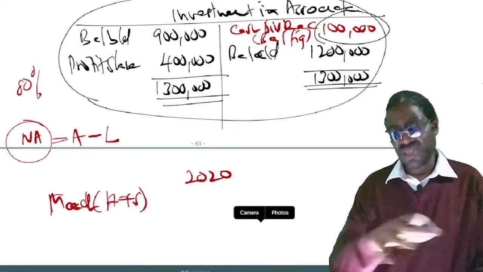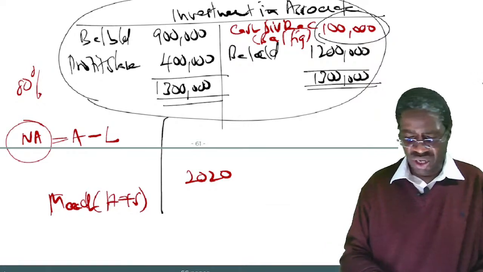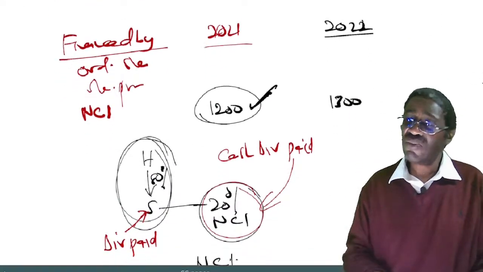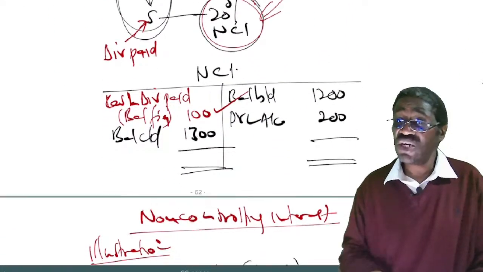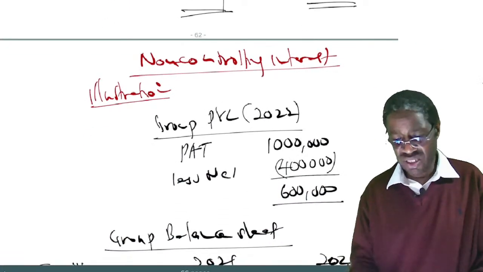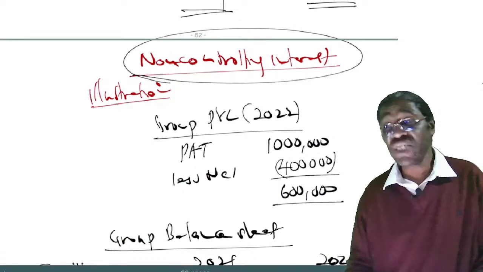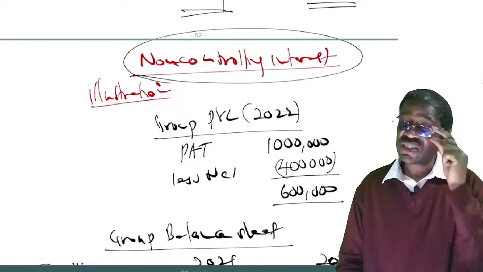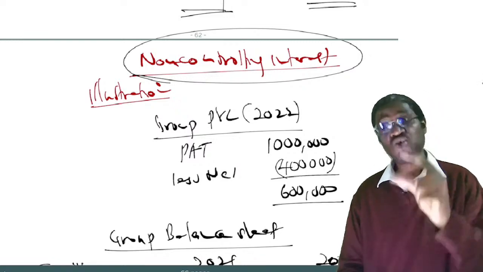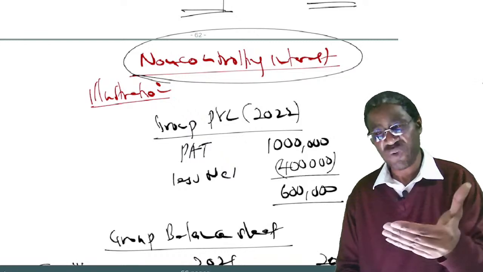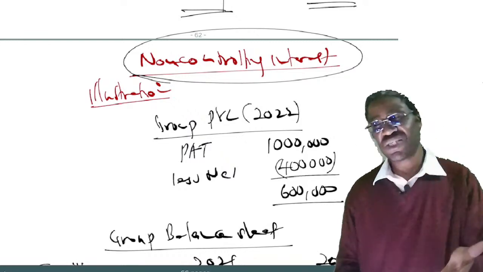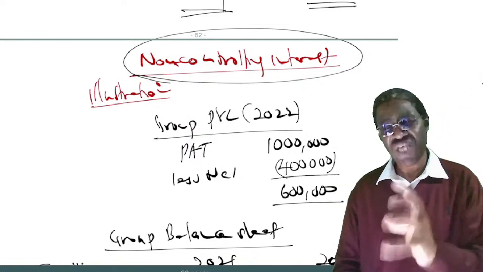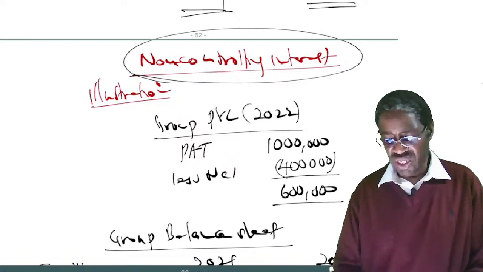Of course, there are those other details we discussed, which we may not go through now. After we discussed the associate, we also discussed how you deal with non-controlling interest. You remember, we said non-controlling interest comes in because you don't control 100%. You control 80% or 70%, yet the other 30% is owned by outsiders whom we call non-controlling interest.